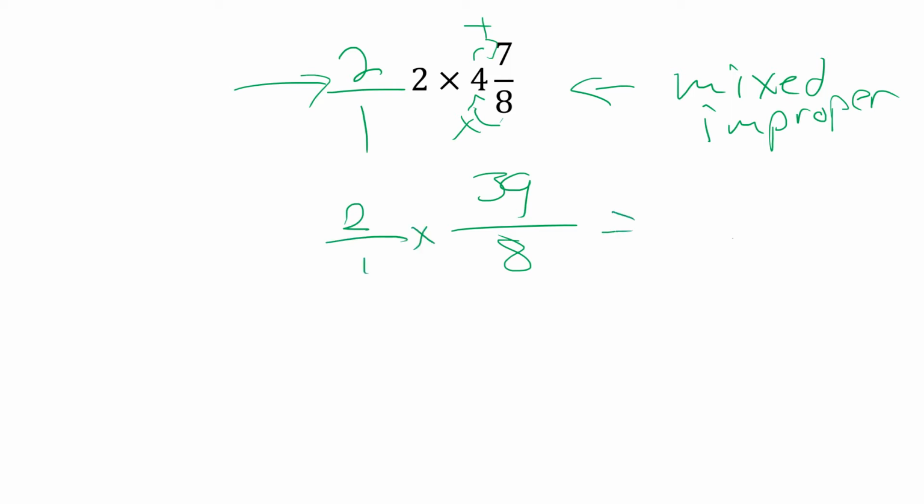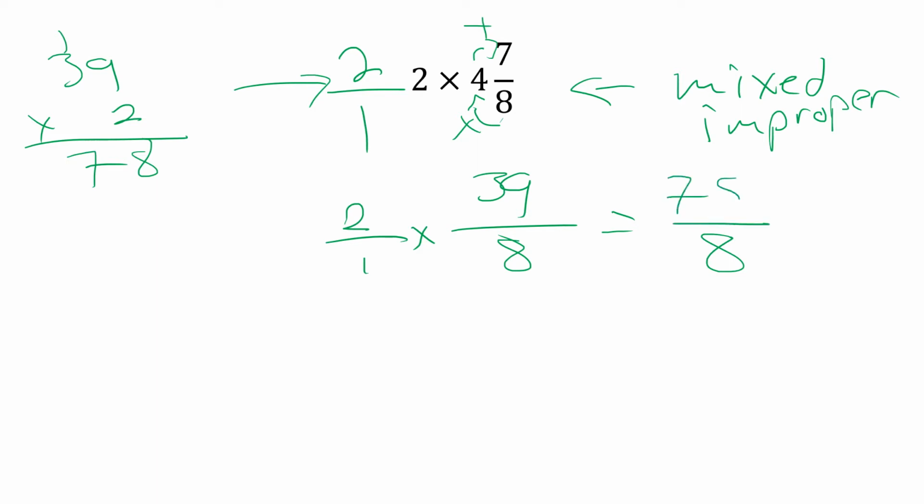So 1 times 8 equals 8. 39 times 2: 9 times 2 is 18, carry your 1. 2 times 3 is 6, plus 1 is 7. So we'll have 78. So 2 times 39/8 is 78/8.